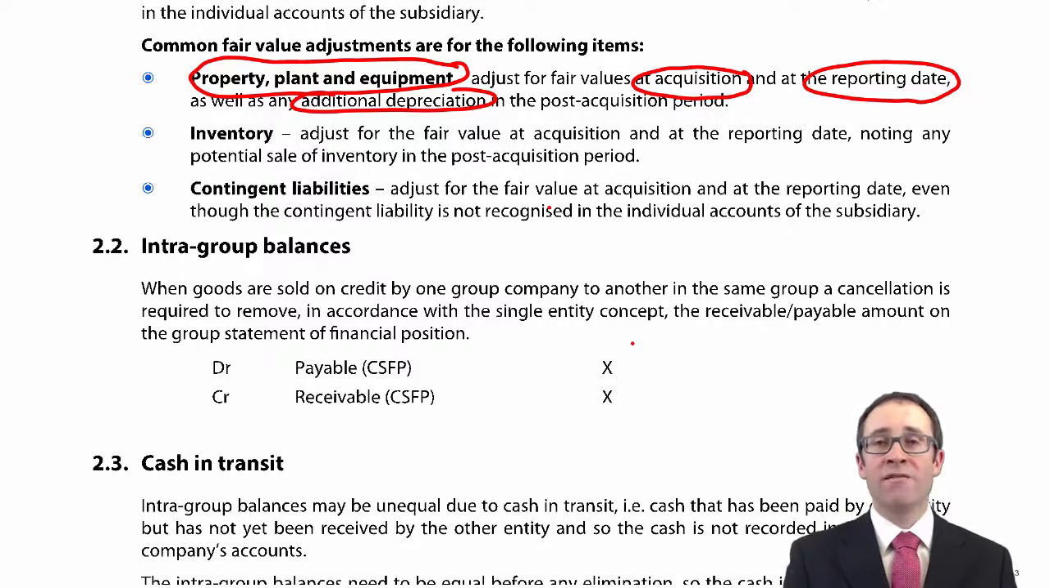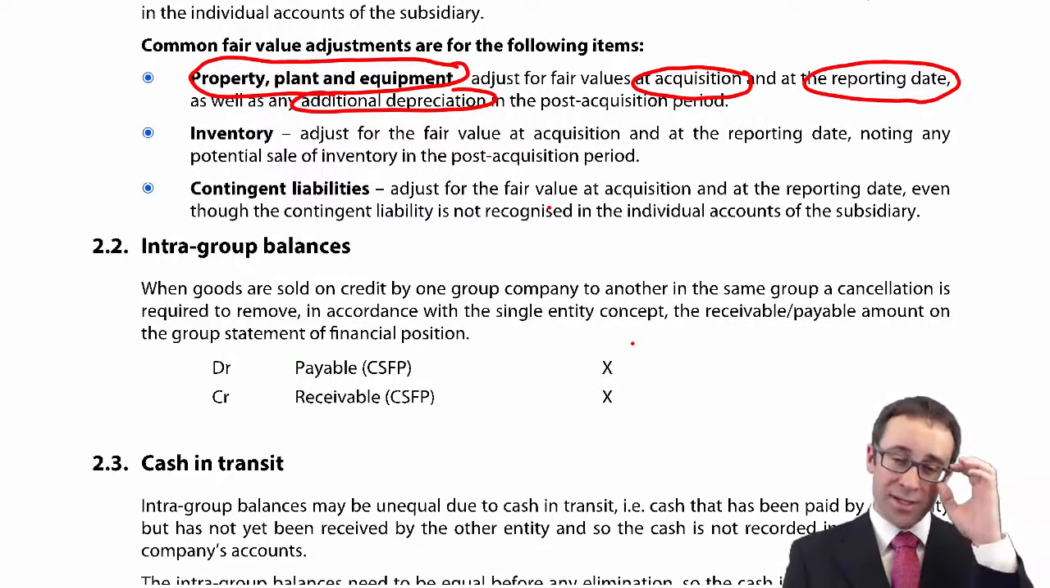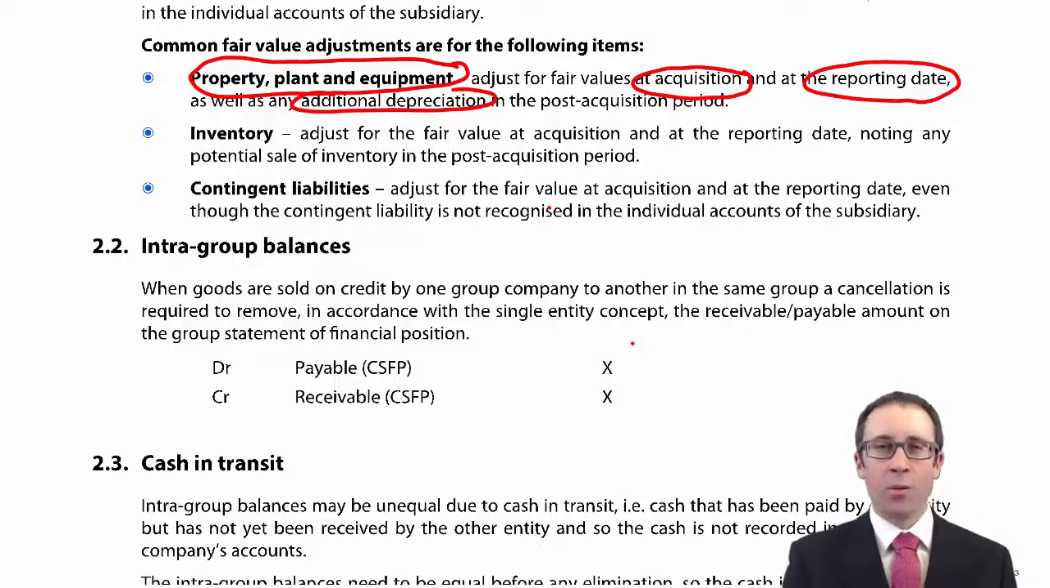We need to put in the fair value of that contingent liability at the acquisition date and at the reporting date. So you need to go through, and again it's a liability, so it reduces the net assets, so put the liability in brackets. But inventory and contingent liabilities are rare. I wouldn't worry too much about them.